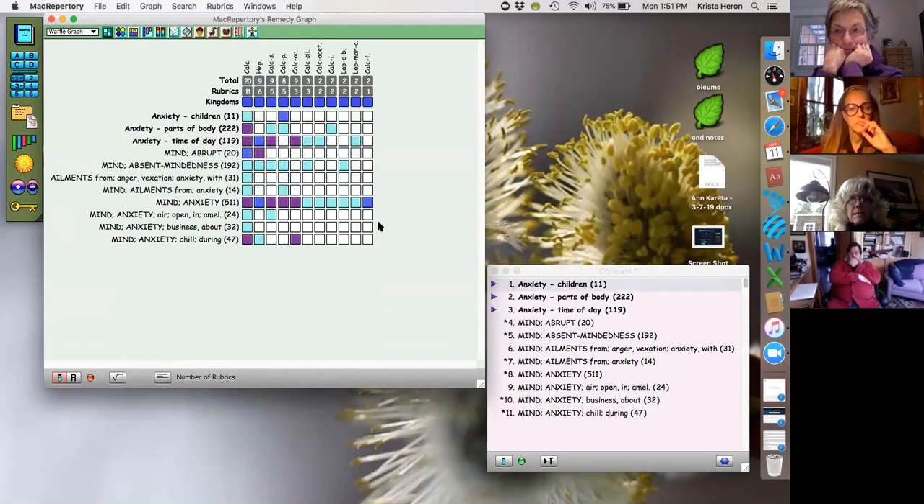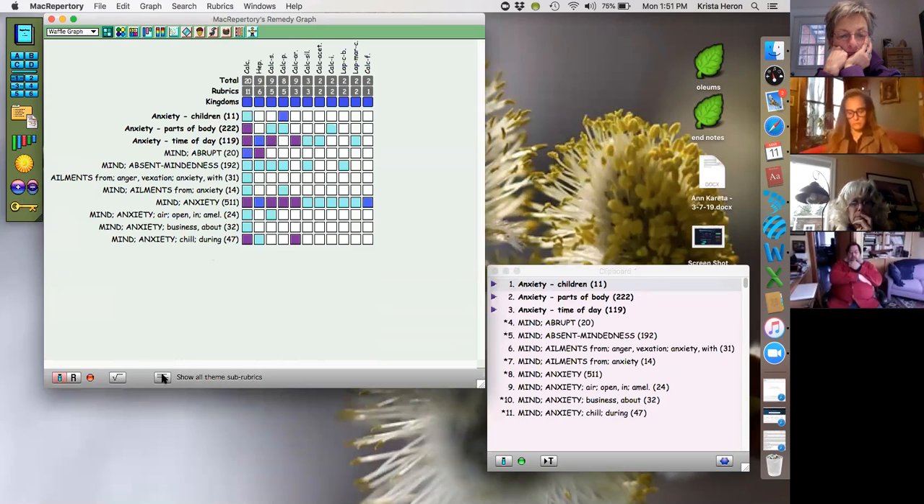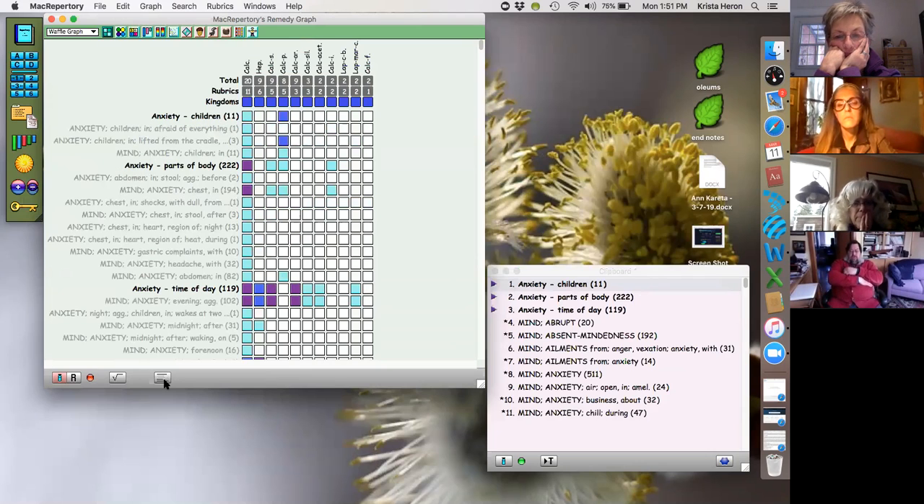If you are instead of looking... So, Krista, you don't have to click on a specific rubric in the graph to do that? No, you click on this little thing at the bottom where it says Show All Theme Subrubrics. It's a little box that has lines in it. I don't know what those lines are. So what's it actually doing? It drops down the theme rubrics to show you what are all the sub-rubrics within it.